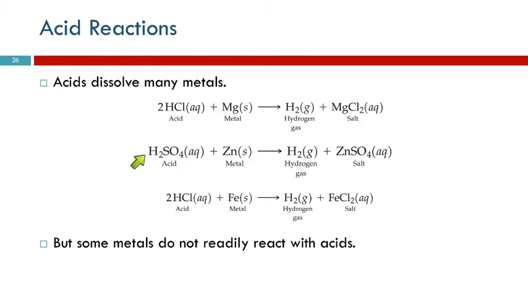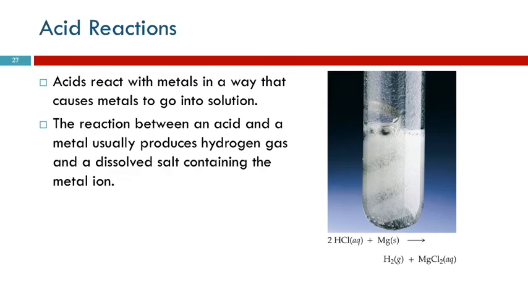Zinc will react with sulfuric acid and produce hydrogen gas and salt. Iron reacts with acid, forming hydrogen gas and salt. So many metals will react with an acid to form hydrogen gas and an ionic compound. But there are some metals that do not react with acids. Here's a picture of what happens when you do magnesium in HCl. You see all the bubbling? That's the hydrogen gas.